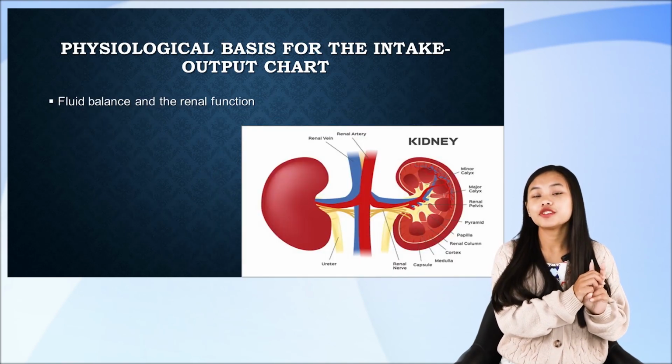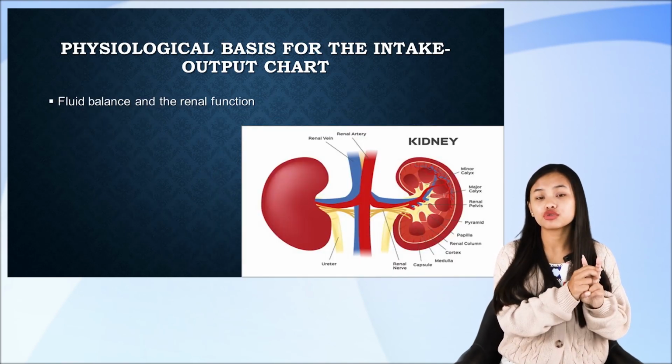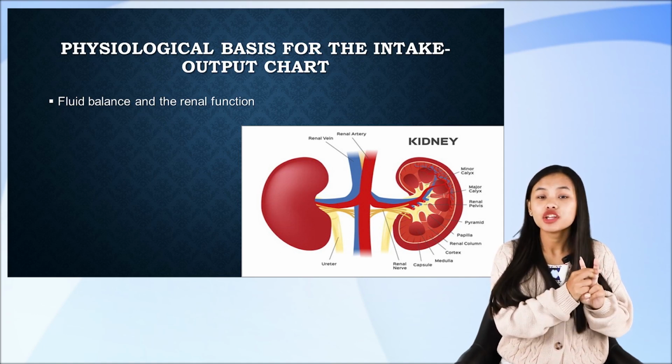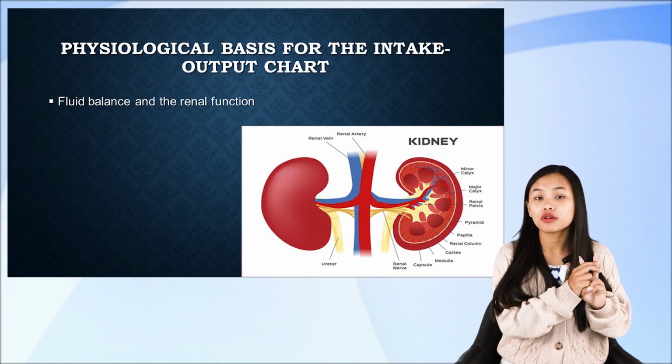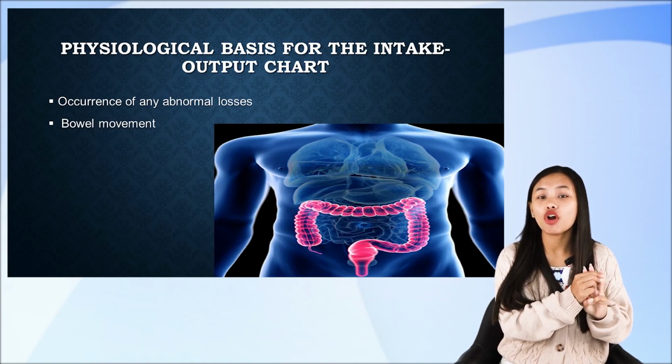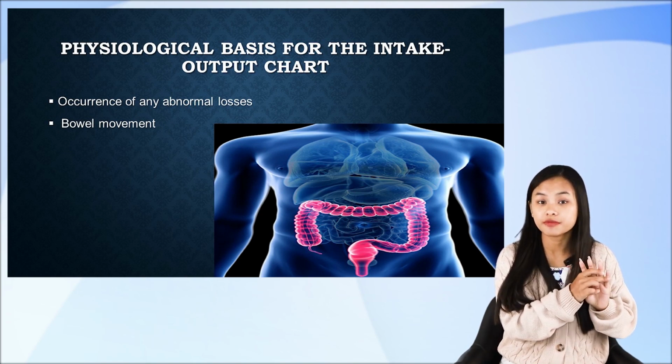And the second is the fluid balance and renal function. So through this we will get an idea whether the patient is able to pass urine in adequate amount or not. We will also get an idea if there is any occurrence of abnormal loss, as well as about their bowel movement. So this chart is not only maintained to get an idea of the intake and output of a patient, but it also helps us to get an idea of the patient's physiology, right?